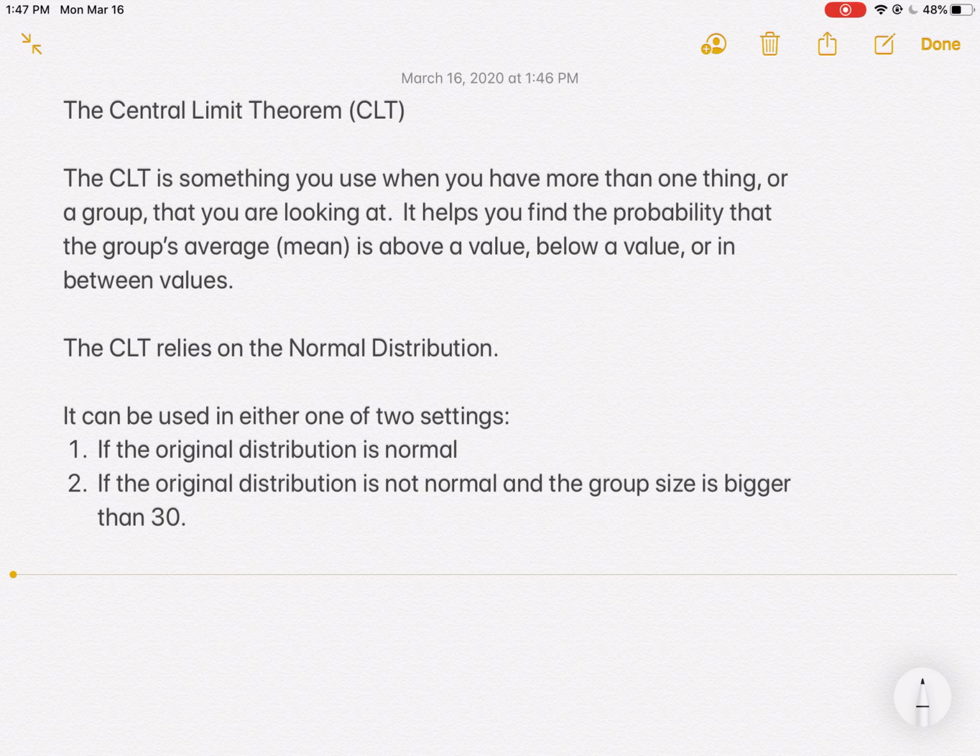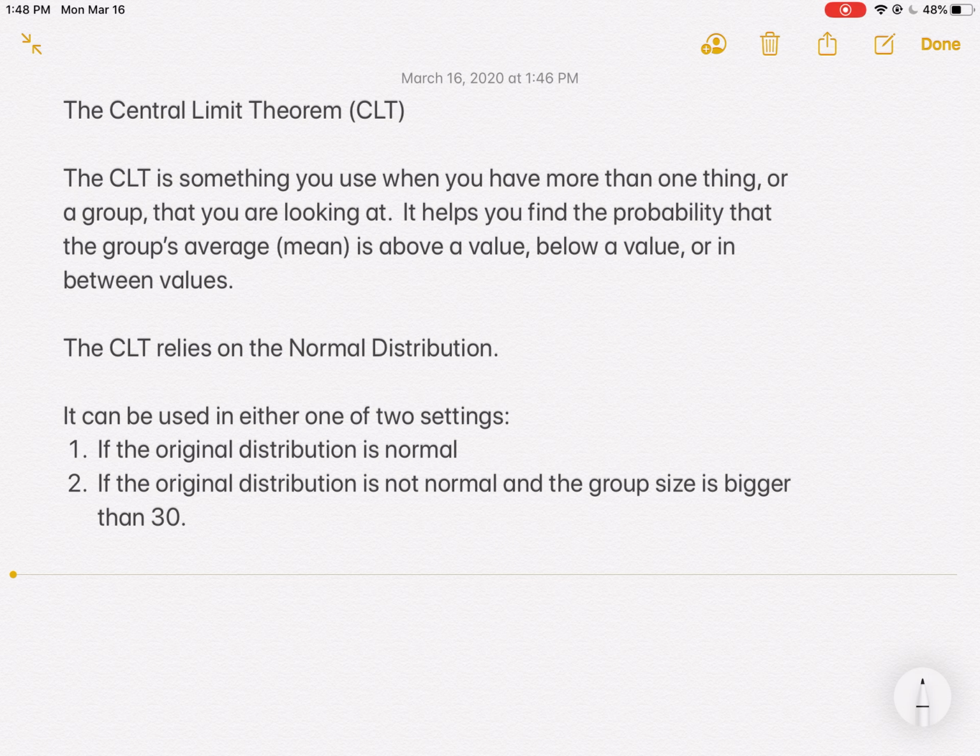The central limit theorem is abbreviated sometimes CLT. And the central limit theorem is something you use when you have more than one thing. So stating that, if you were to look back to any of the 6.1 or the 6.2 problems, you'll find that they just dealt with a man being selected, a woman being selected, just one person being selected. But now we're going to be dealing with the group. That's how you're going to recognize on the test whether you need to use the central limit theorem, is because you're dealing with more than one thing.